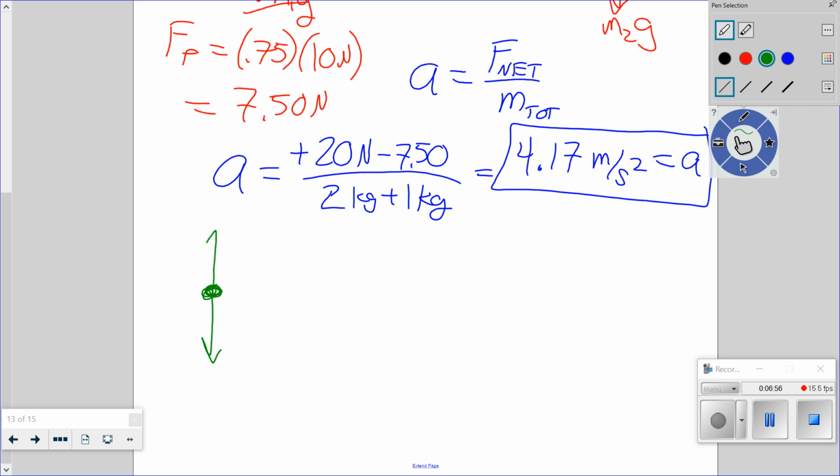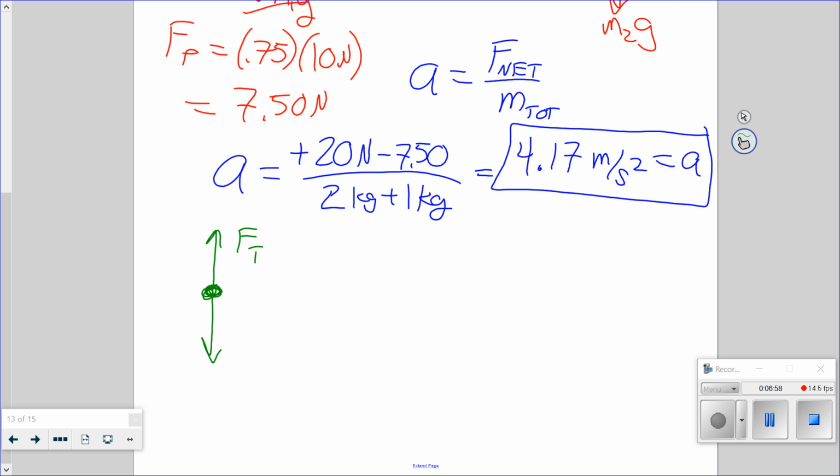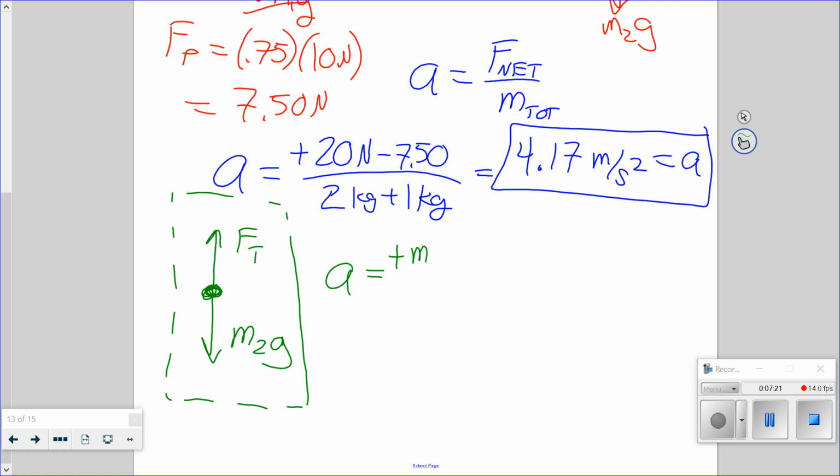Now that I know the acceleration, to find the force of tension in m2g, I just free body diagram this one alone. Leave off the pulley, leave off everything. The acceleration of m2 has to be plus m2g, which is 20, because remember that's forward. Can't change my axis in the middle of the problem. Minus F_T divided by m2, which is 2. And that has to equal 4.17, because they're hooked together and they accelerate the same.